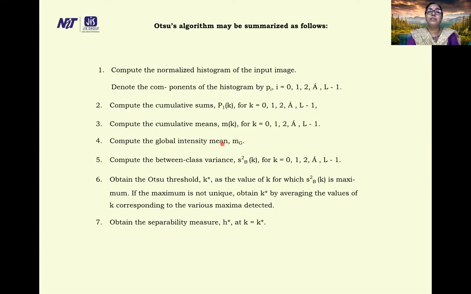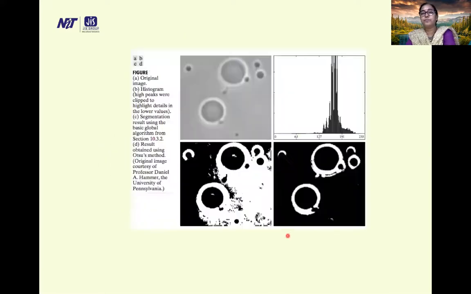Compute the global intensity mean Mg. Compute the between class variance, therefore Sb square k for k equal to 0 to L minus 1. Obtain Otsu's threshold k star as the value of k for which Sb square k is maximum. If the maximum is not unique, obtain k star by averaging the values of k corresponding to the various maxima detected. Obtain the separability measure eta star.